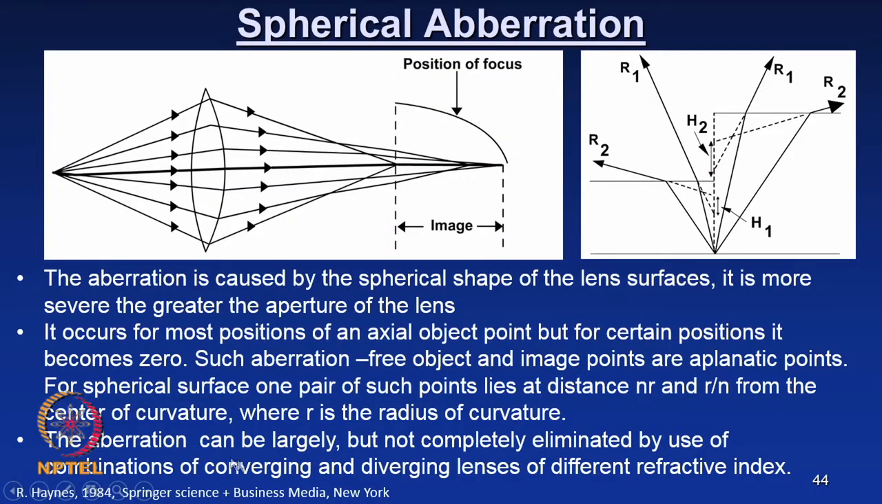So, this aberration can be largely but not completely eliminated by the use of combinations of converging and diverging lenses of different refractive index. We will see that in detail when we complete all the definitions of the defects, and then we will see how it can be overcome by combinations of different lenses which have different optical characteristics.